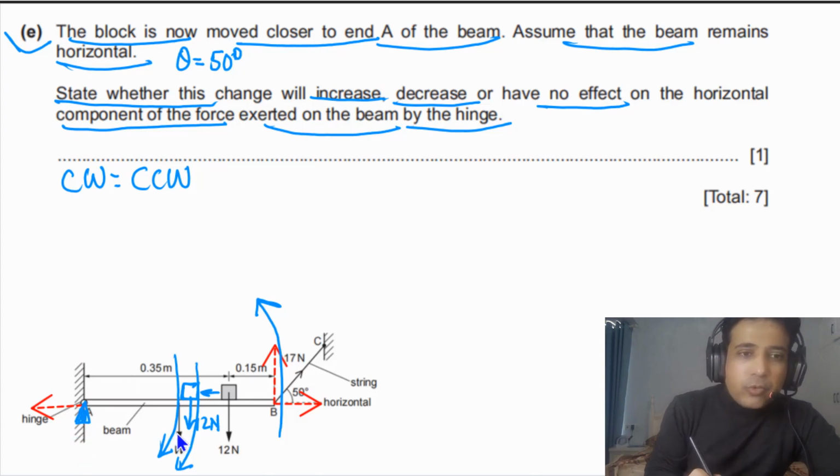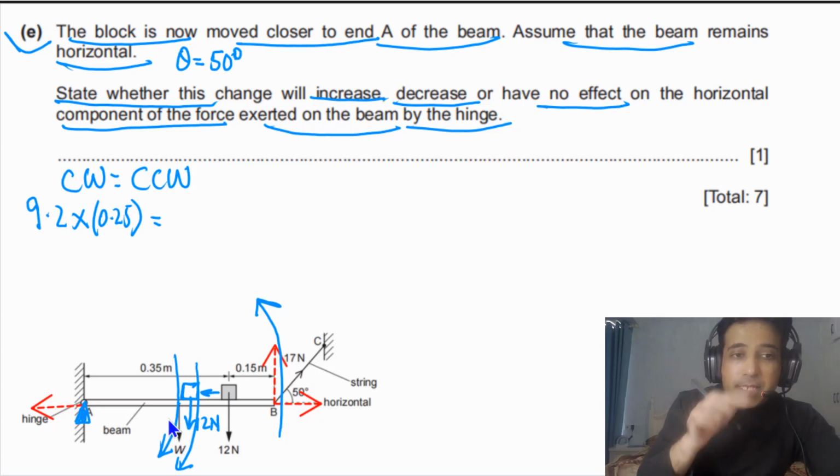So moment due to weight. We have calculated the value of the weight was 9.2, and we have to multiply it with the distance from the pivot, and the distance from the pivot in this case is 0.25, because the beam is a uniform beam. So the weight of the beam is acting at the midpoint. Plus we need to add the next clockwise moment.